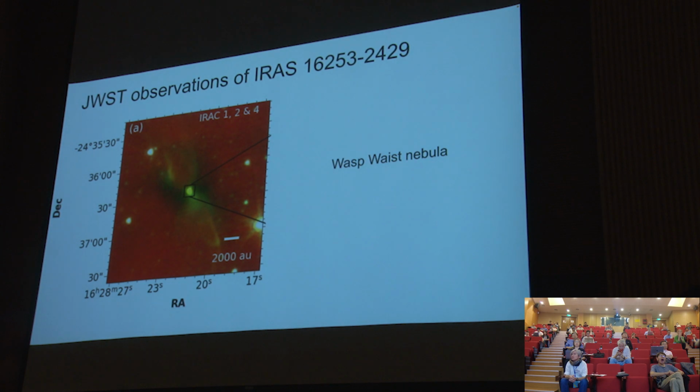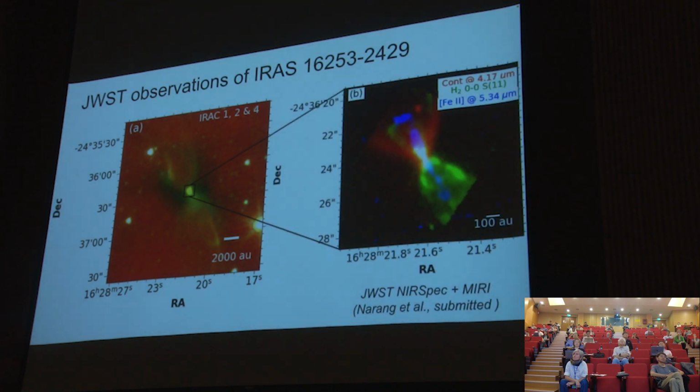IRS 16253 is also called the Vase Space Nebula. If you look at the Spitzer IRAC 1, 2, and 4 image, you see a very hourglass-like shape. It's also very similar to the corsets that people used to wear during the Victorian era, so hence it got the name. With JWST, we observed the inner 6 to 14 arcseconds of this protostar, and what we find is that the hourglass-like morphology also continues well into the inner 6 or 7 arcseconds.